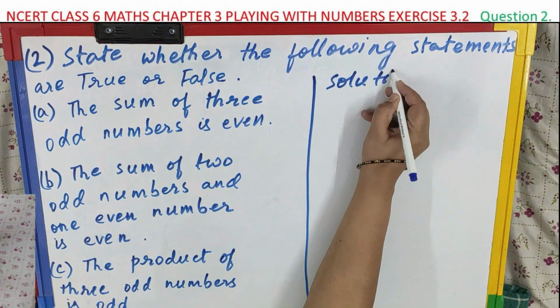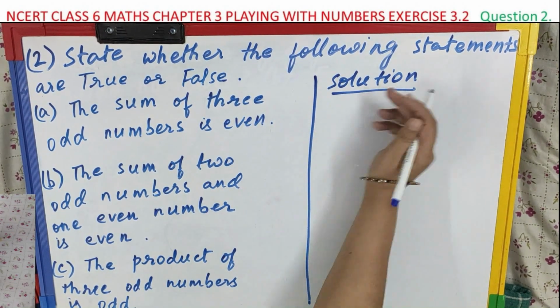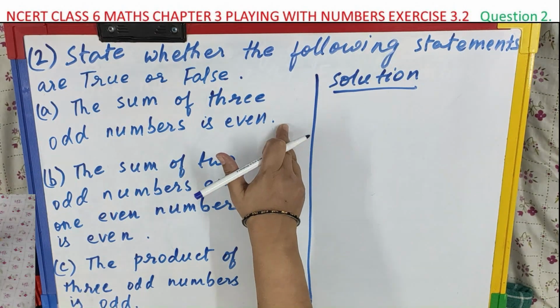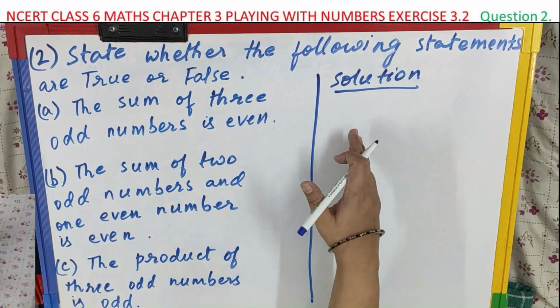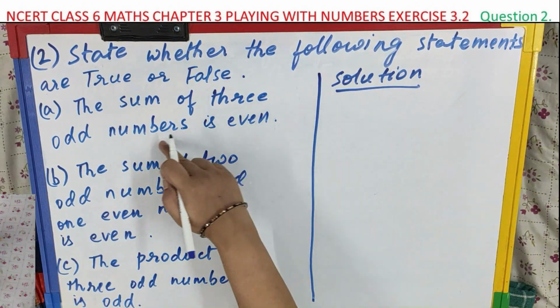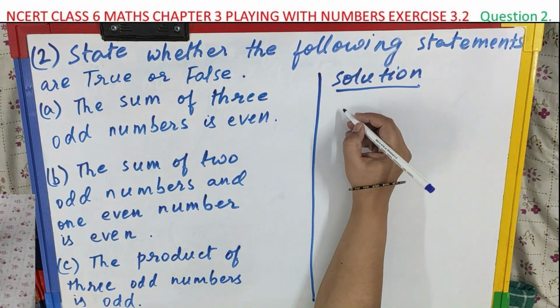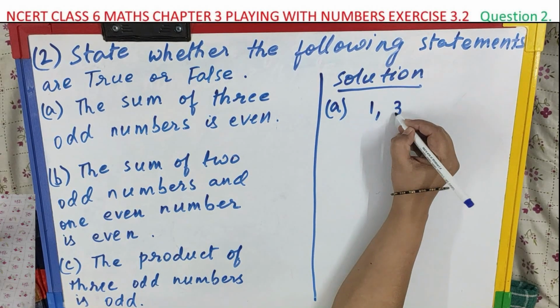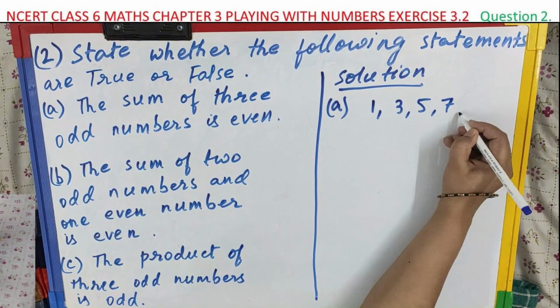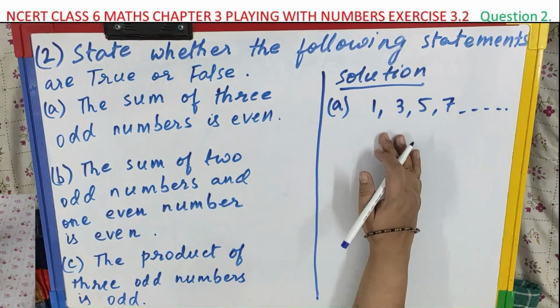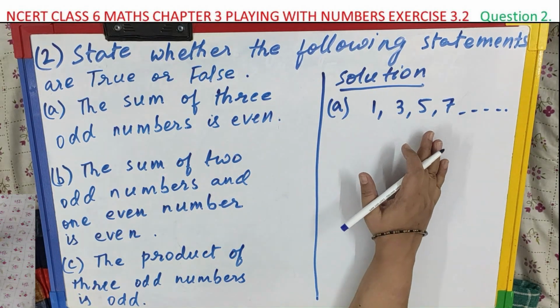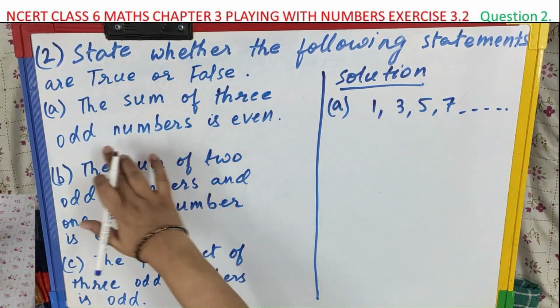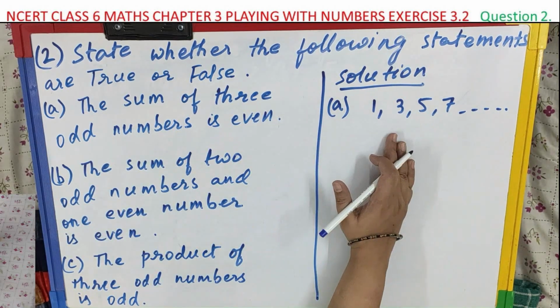because we have to understand how we can say whether the statement is true or false. The sum of three odd numbers. What are odd numbers? Odd numbers are 1, 3, 5, 7 and so on. The numbers which are not divisible by 2 are odd numbers. They are talking about odd numbers, so we have taken odd numbers.